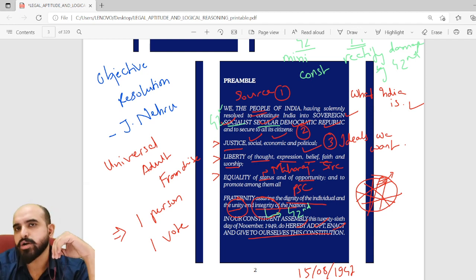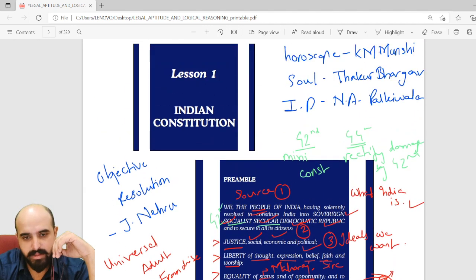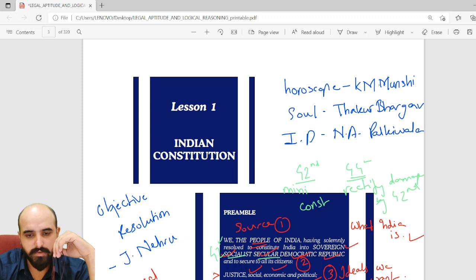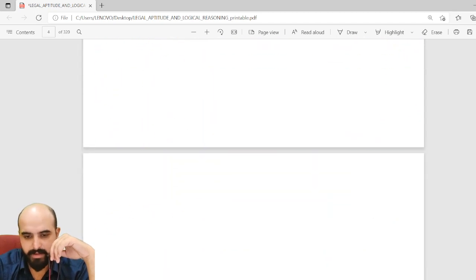Every citizen should know this by heart anyway. I talked about the objective resolution by Jawaharlal Nehru. We talked about what K. Munshi sir said, the horoscope of the constitution. Thakur Bhargav sir said the soul of the constitution, and N.A. Palkiwala said the ID card of the constitution. They said these things about the preamble.